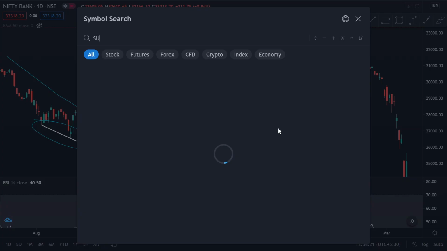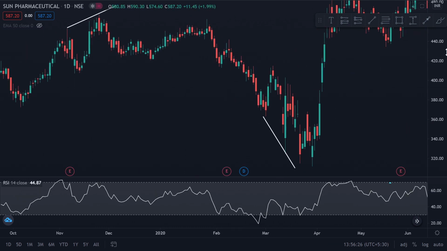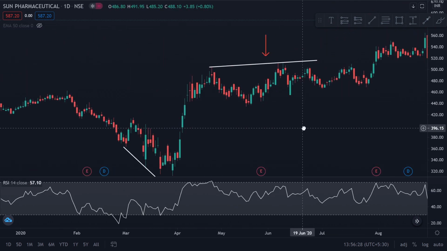Now let me show you some stocks. Right, this works again in stocks and indices both, because prices move similarly in everything.